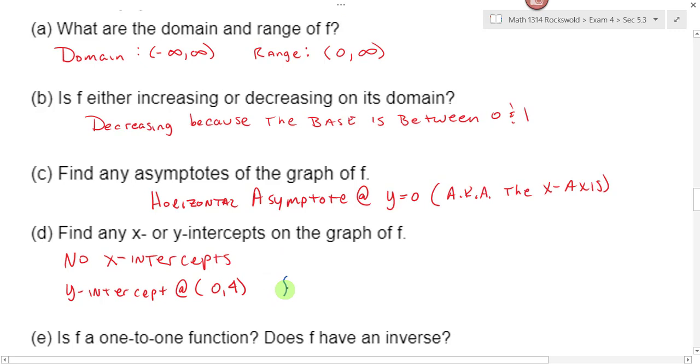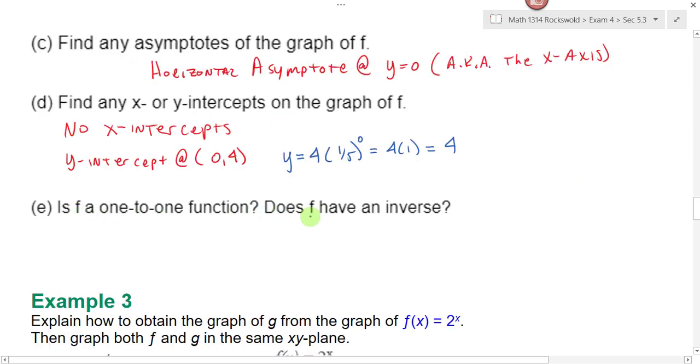If you want to see how I got that value, I took my equation y equals 4 times (1/5) raised to a power of x, and I plugged in a 0 in place of x and solved for y. Well, anything raised to a power of 0 is 1, and that gave me 4 times 1, and 4 times 1 is 4, so my y-intercept is going to be at y equals 4, x equals 0. Is f a one-to-one function, and does it have an inverse?